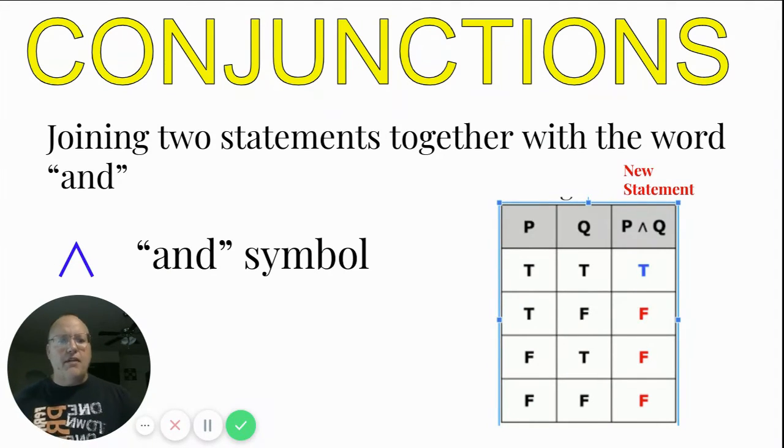Of course, my new statement is P and Q. So whenever you're joining two statements together logically with the word and, in order for the new statement to be true, both P and Q have to be true at the same time. So whenever you're joining together logical statements, you can see there's only one outcome for which P and Q is true, and that is when P is true and Q is true. Nothing else will make this statement true.